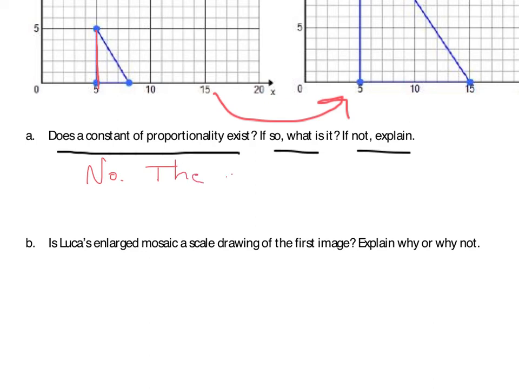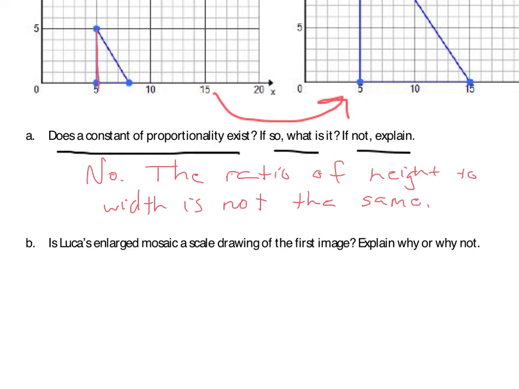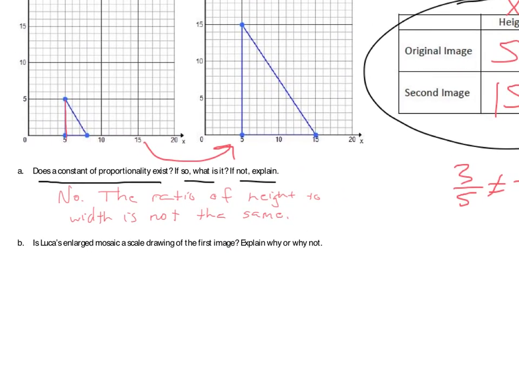The ratio of height to width is not the same. I'm going to just draw an arrow over here to my work, to show my proof of that. Is Lucas's enlarged mosaic a scale drawing of the first image? And the answer is no. A constant of proportionality does not exist.